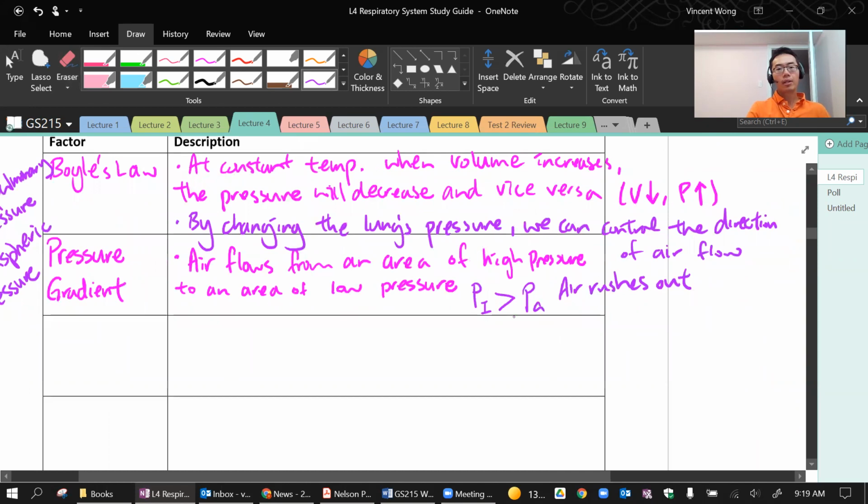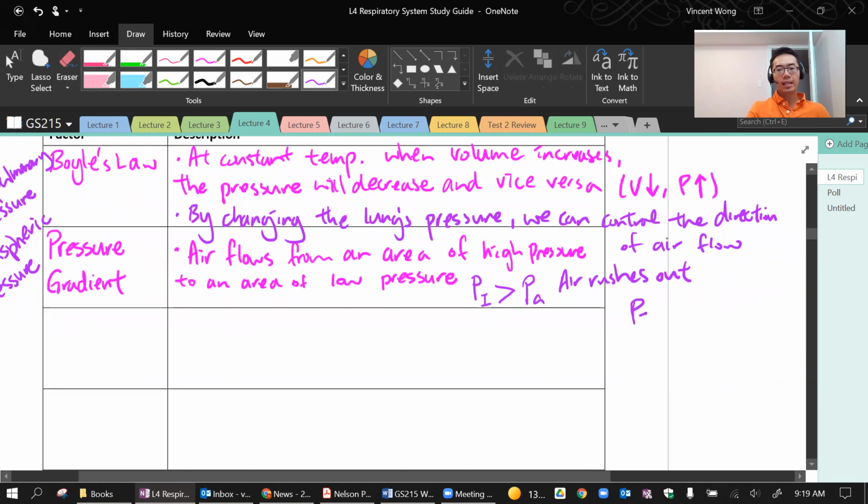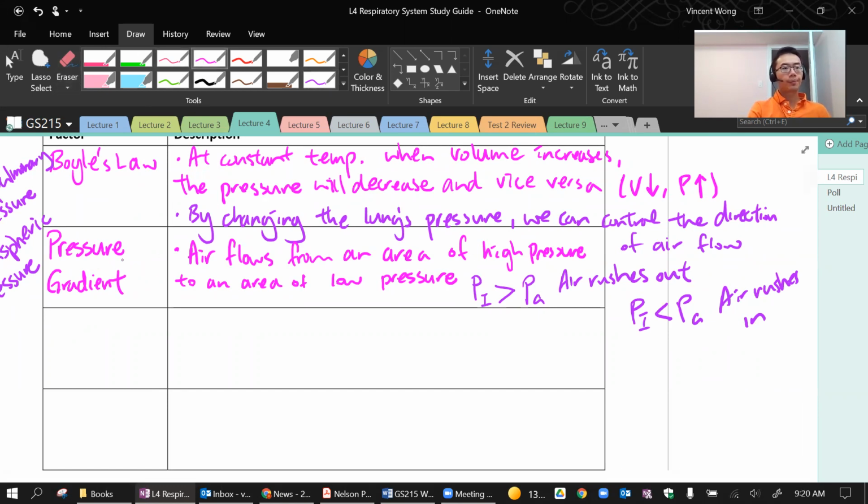All right. The opposite is true. If PI is less than PA, if the pressure in the lungs is smaller than the pressure outside, then air rushes into the lungs. So this is the condition that you need to create if you want to breathe out, and this is the condition that you need to create if you want to breathe in. That is pressure gradient.